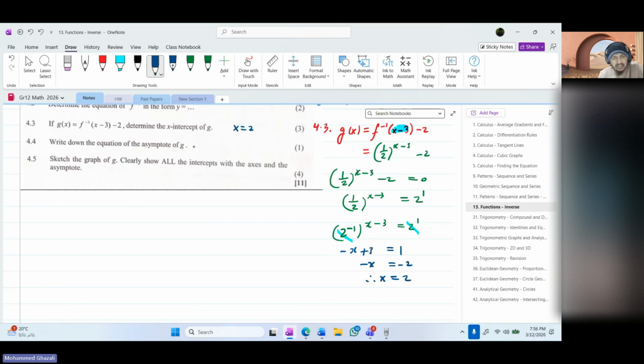Write down the equation of the asymptote of g. What is the asymptote of g? It's easy. Look at the full g function. So what's the asymptote? Minus 2. So y is equal to minus 2. It's an exponential function, okay?